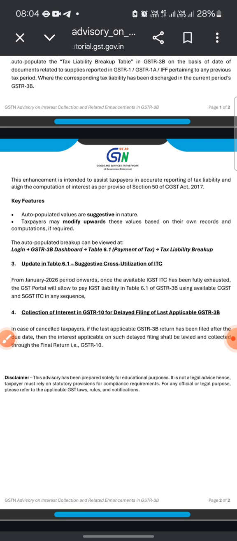Update in table 6.1, suggestive cross utilization of ITC from the January 26 period onwards. Once the available IGST ITC has been fully exhausted, the GST portal will allow paying IGST liability in table 6.1 of GSTR 3B using available CGST and SGST ITC in any sequence.